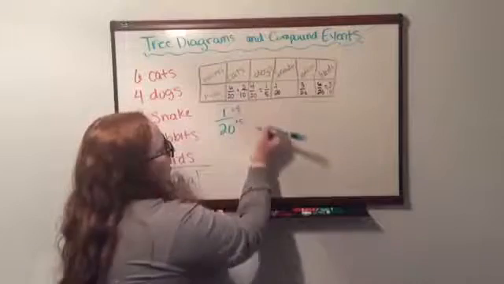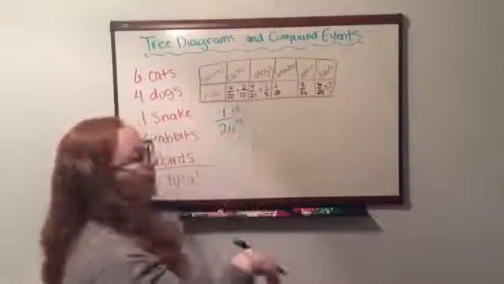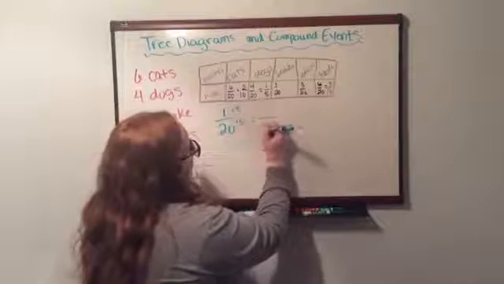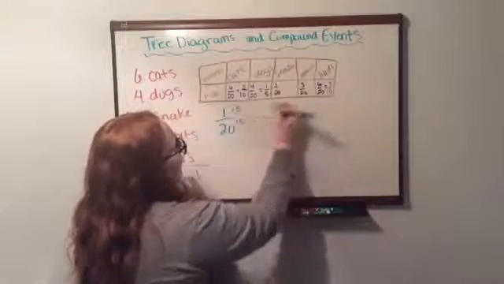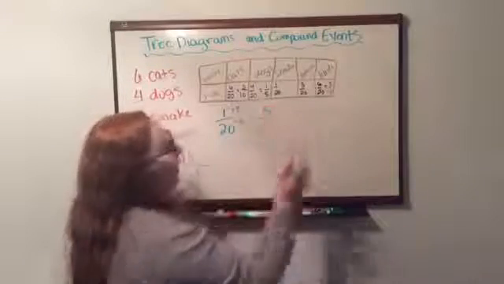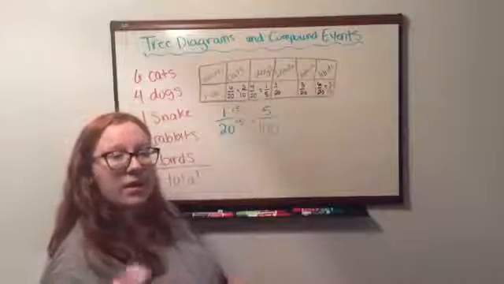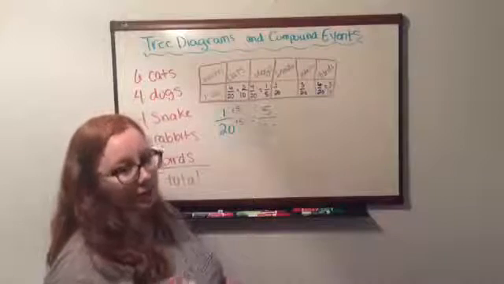Remember that what you do to one side of the fraction, you have to do to the other. So that becomes 5 out of 100. So there's a 5% chance that the next person that walks in asks for a snake.